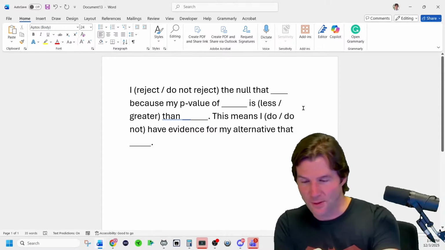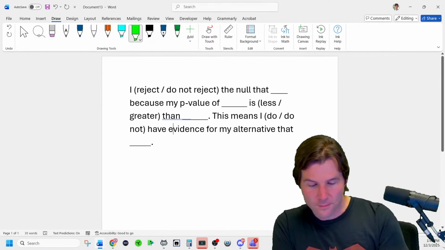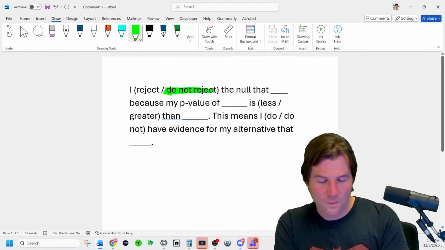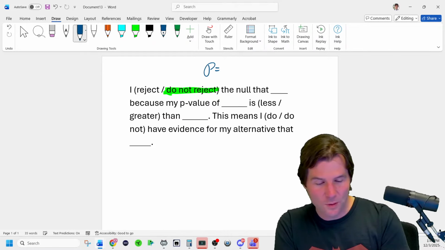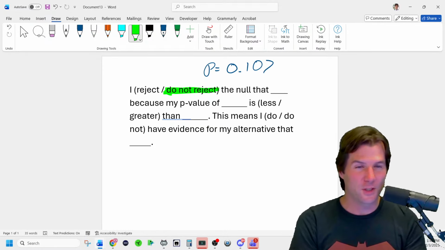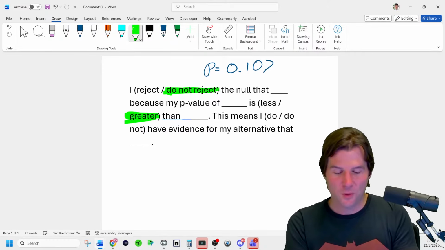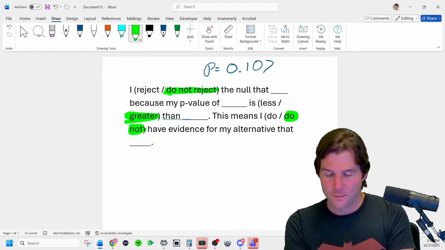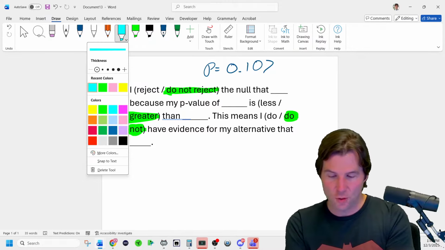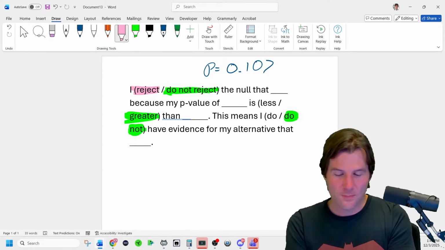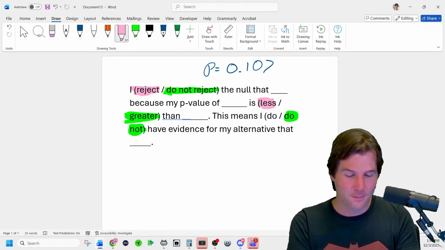I'm going to highlight stuff right here. Our p-value was equal to 0.107. And good to see you, Chloe, right there. We will fail to reject, correct. And I want you to notice the way I have this organized. If you think of this as a choose your own adventure, I'm making two paths for you right here.